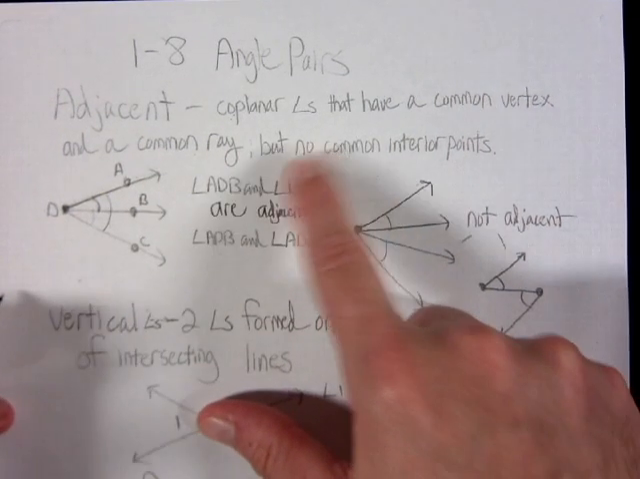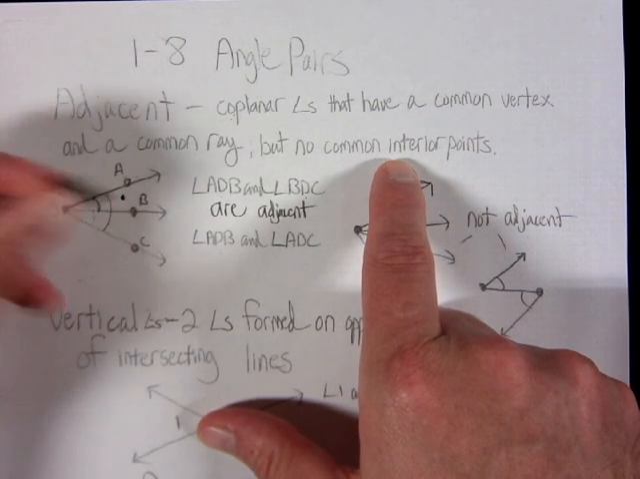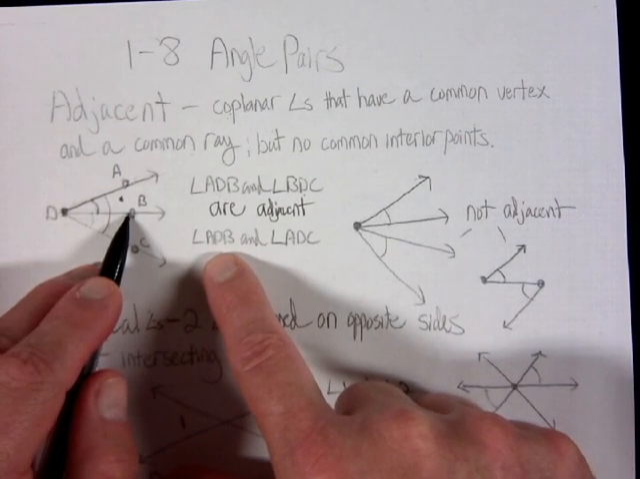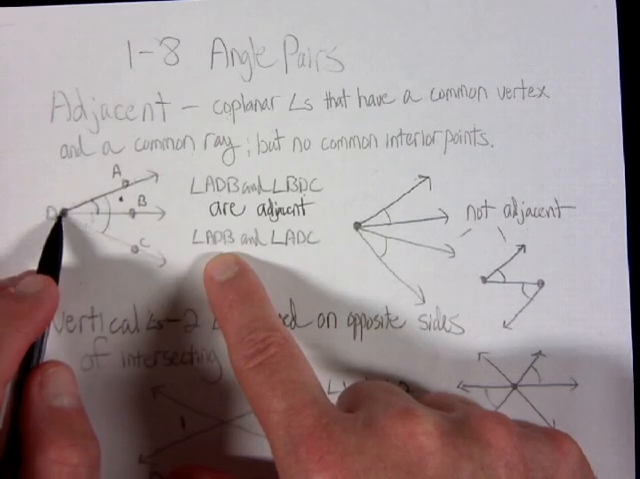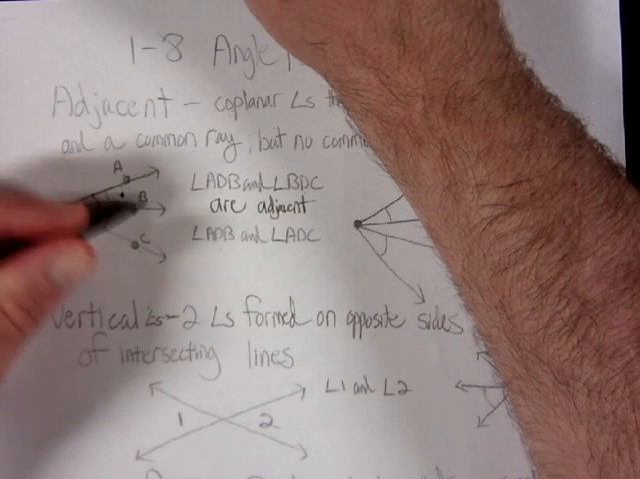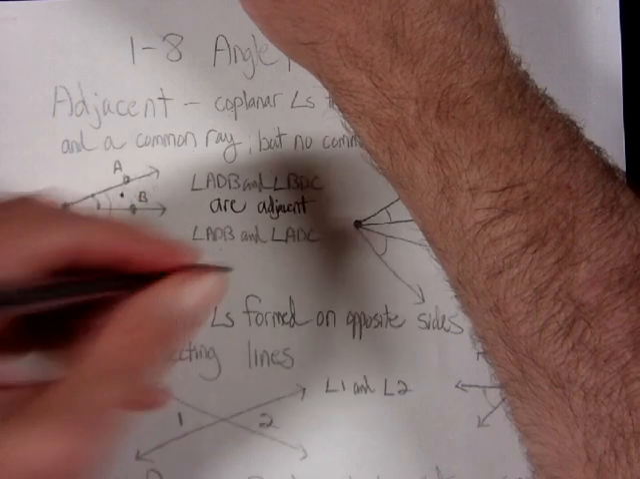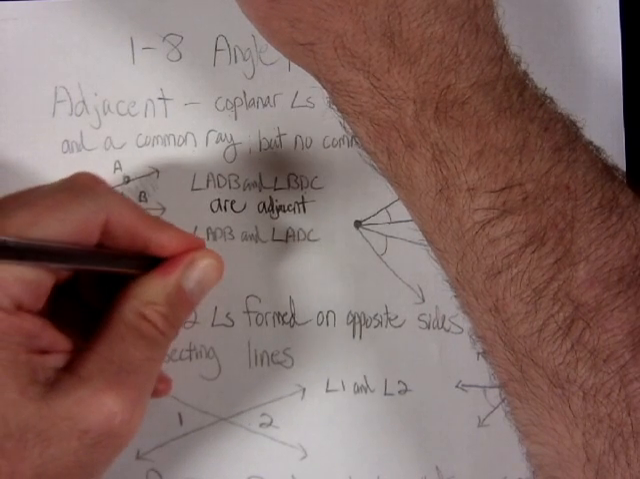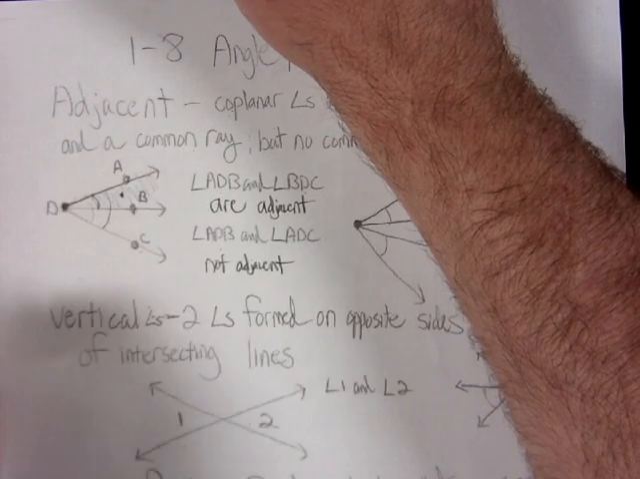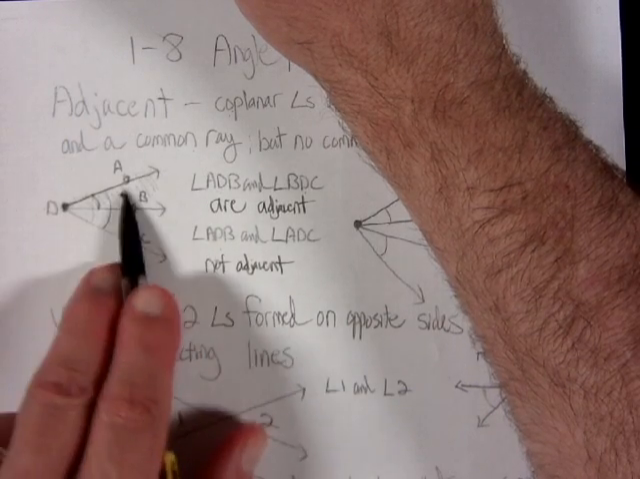Now, here's where it fails on this last point. They do have common interior points, because if I put a point here, then this point is in the interior of ADB, and it's also in the interior of ADC. So all of this area would be considered common interior points. In other words, they can't overlap. They can't share. So these are not adjacent. These are not adjacent because they overlap each other. This angle and this angle, they have overlapping points.